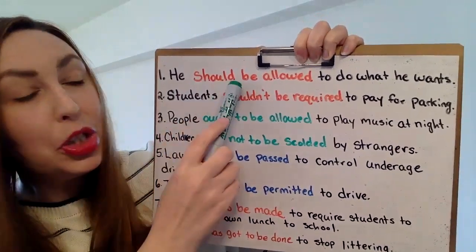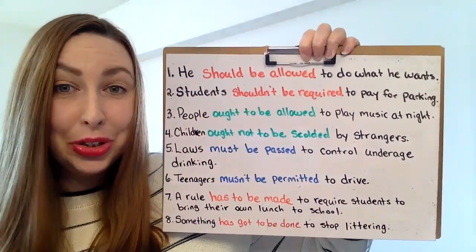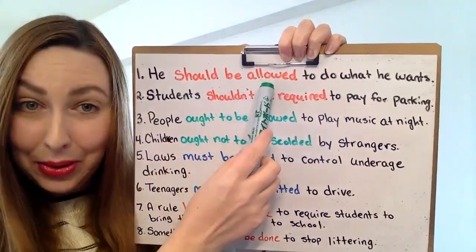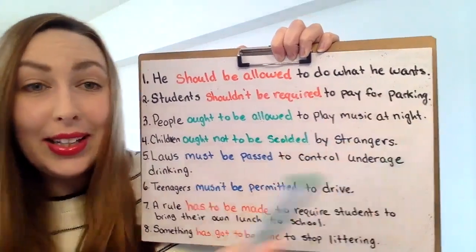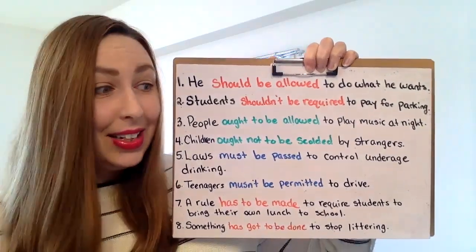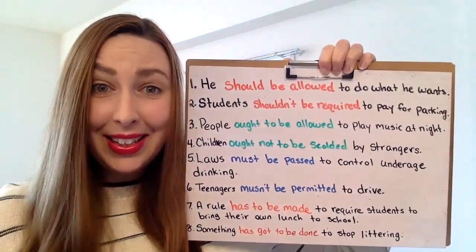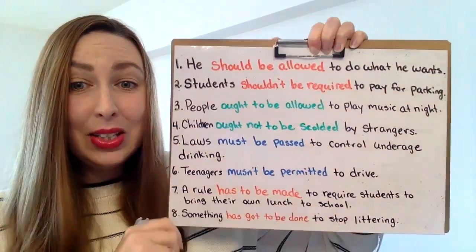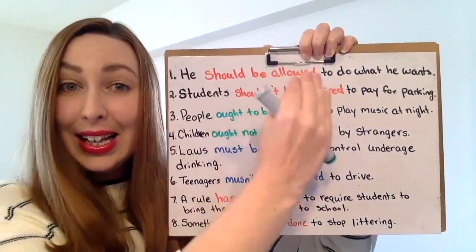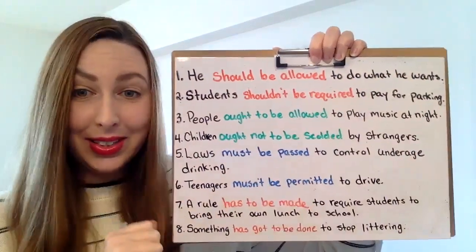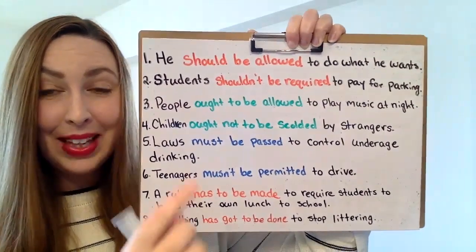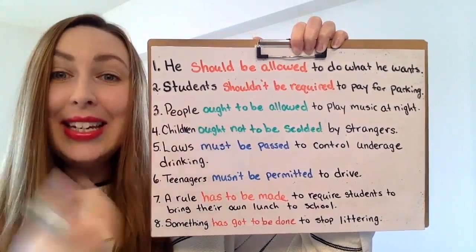So we're going to use should be. Okay, should be. So he should be allowed to do what he wants. So maybe this is an opinion or a recommendation. So I think he should be allowed to do what he wants. All right? Should be allowed. Okay? Let's look at number 2 in the negative.